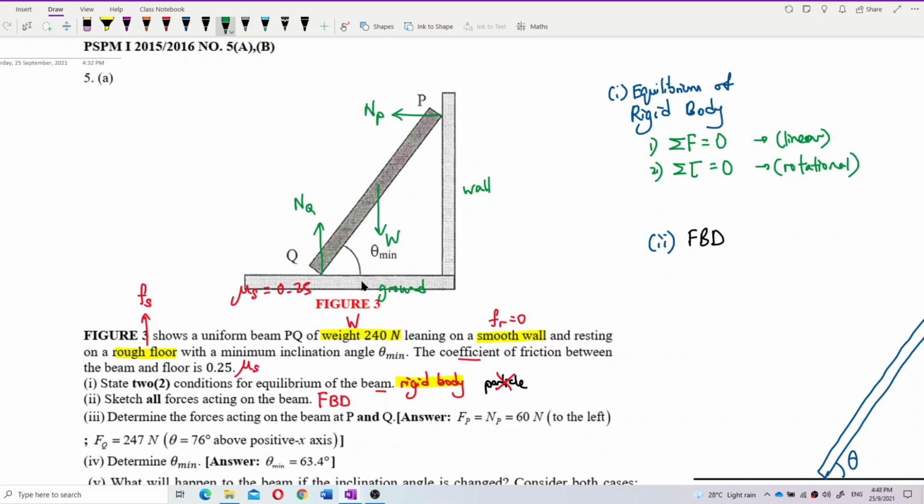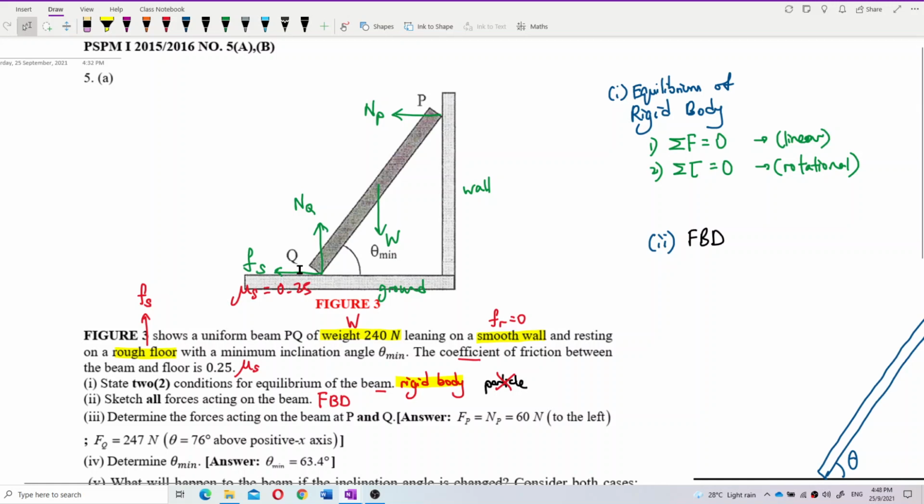Then the friction. Should this friction go to the left or go to the right? What do you think? Should the friction go to the left for the floor? Yes, this friction should go to the left. Imagine if the friction goes to the left, that means at this end, at Q, the floor is pushing the rod to the left. So the rod more tends to fall down.